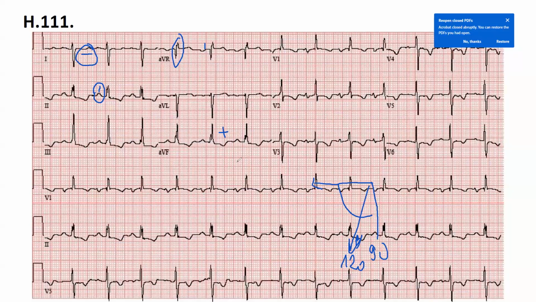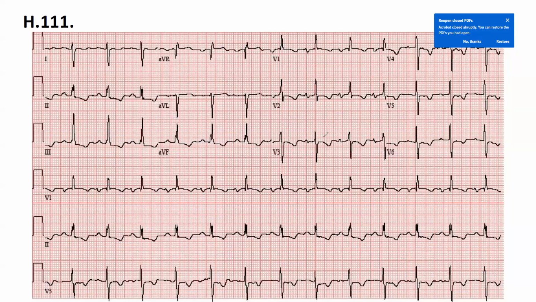What else should I say? Next one, pathological Q waves. It is notched on lead 2. Pathological Q wave? No, there are no pathological Q waves, I guess. Next one, go for the hypertrophies.